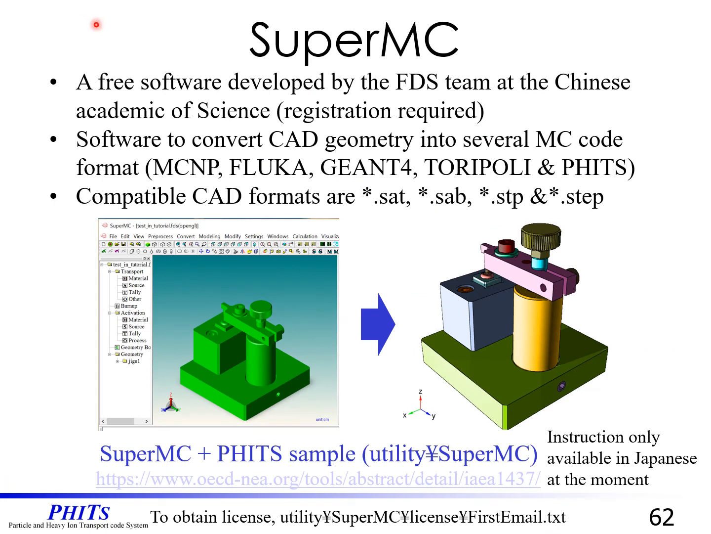Here is shown Super MC. It is a free software developed by the FDS team at the Chinese Academy of Science. Registration is required when you get it. It converts CAD geometry into several Monte Carlo code formats. Compatible CAD formats are SAT, SAB, STP, and STEP. The samples of Super MC and PHITS are placed in this directory, but instructions are only available in Japanese at the moment.